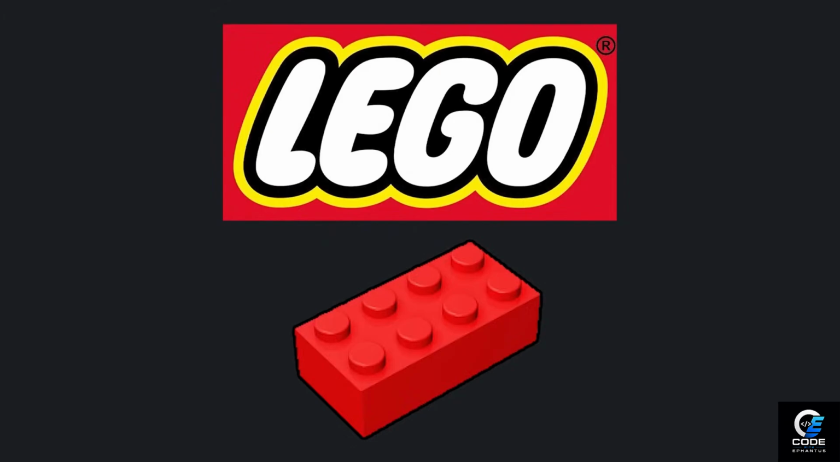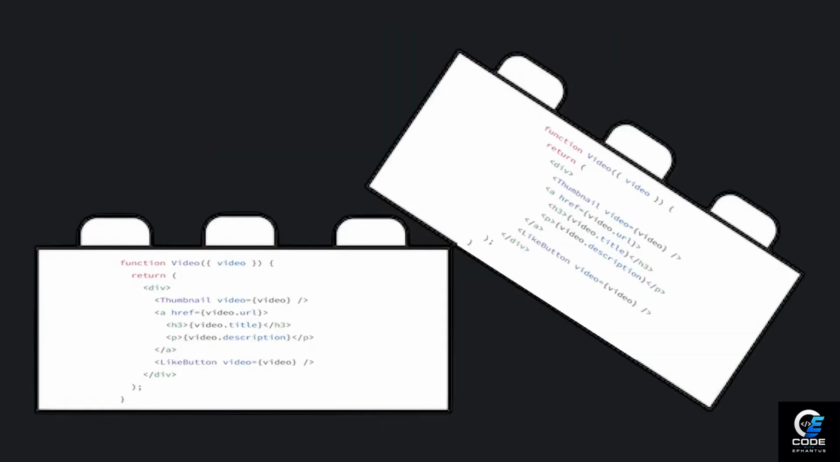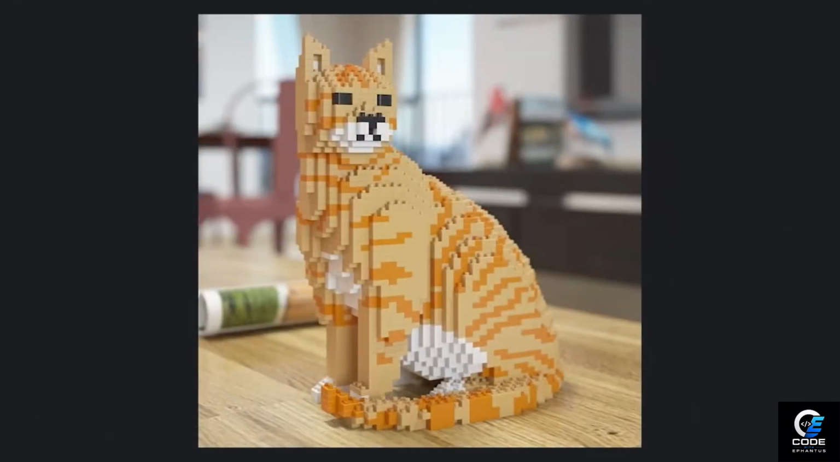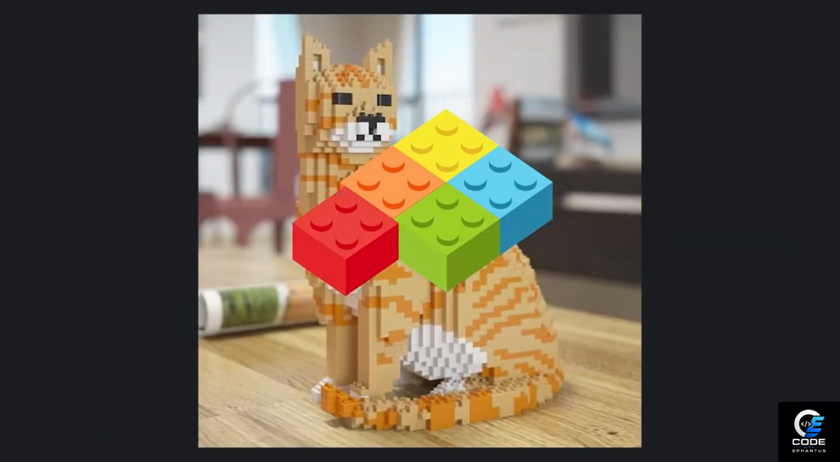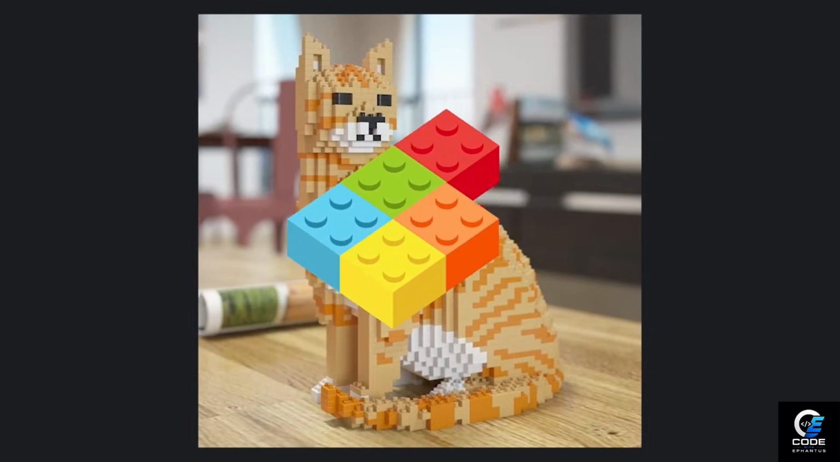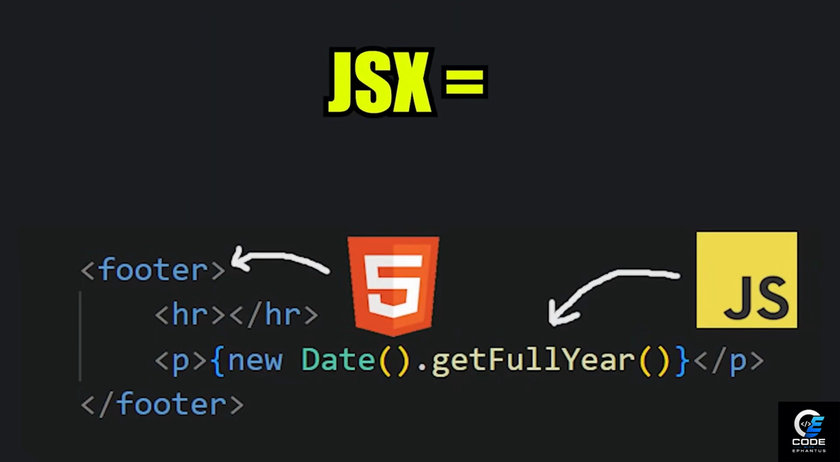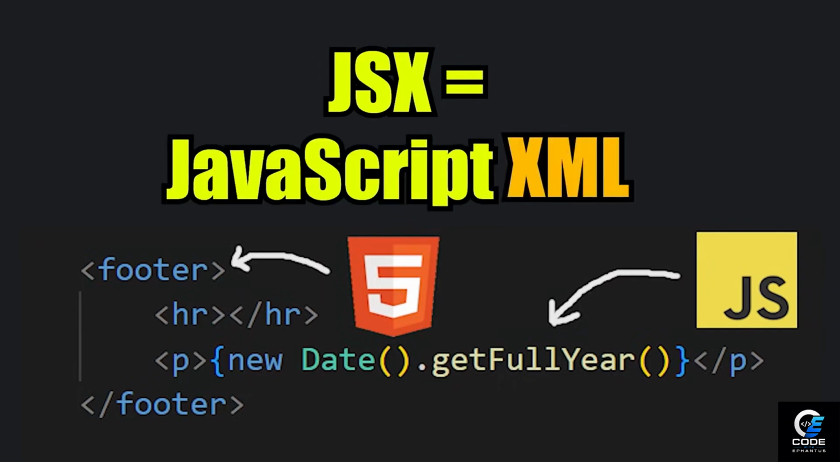Think of Legos. You could say a Lego is similar to a React component. Each Lego represents a section of reusable JavaScript and HTML code. We can build a diorama or other complicated structure from these Legos if we use enough of them and in the correct places. React uses a syntax extension of JavaScript known as JSX, meaning JavaScript XML.